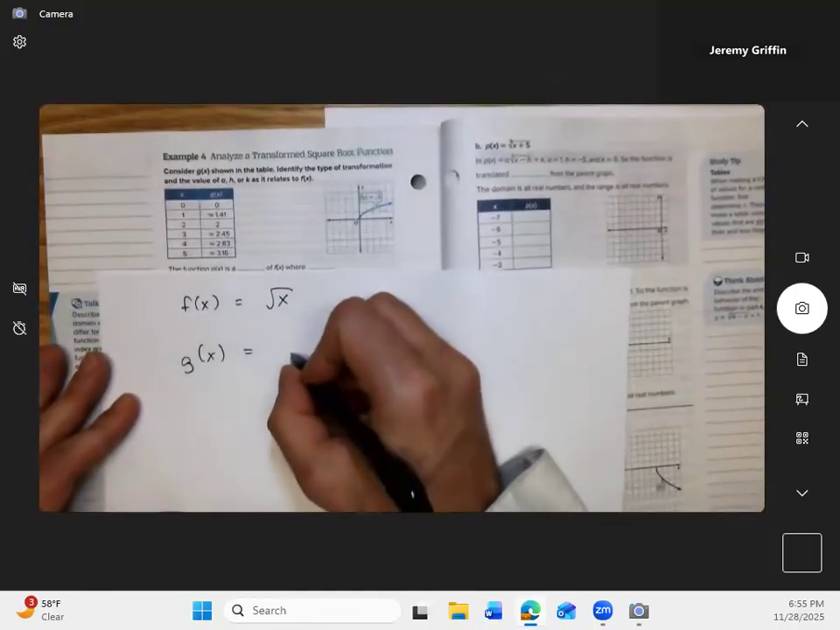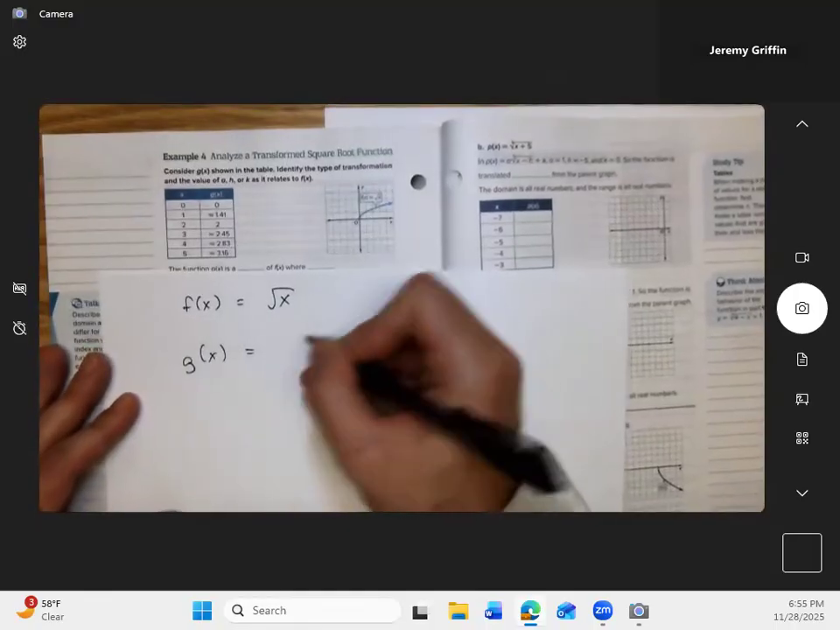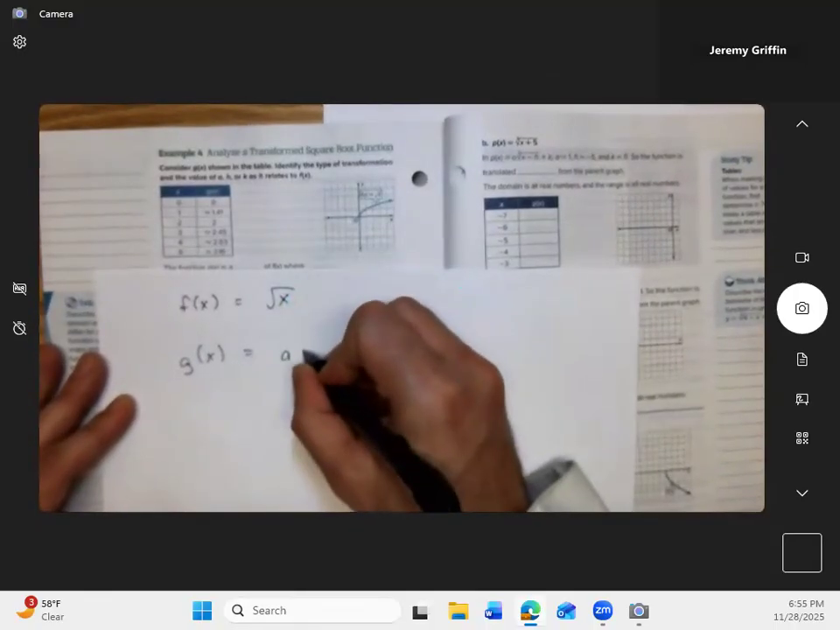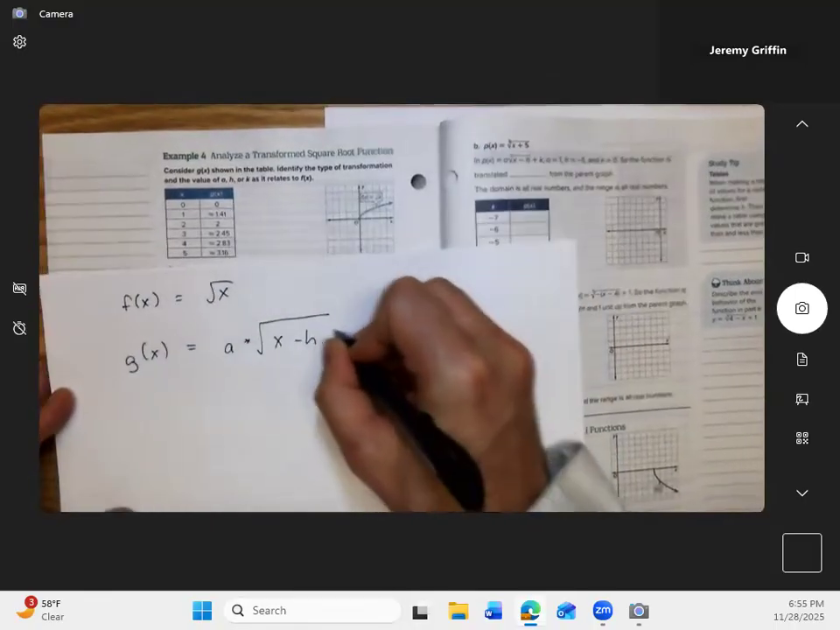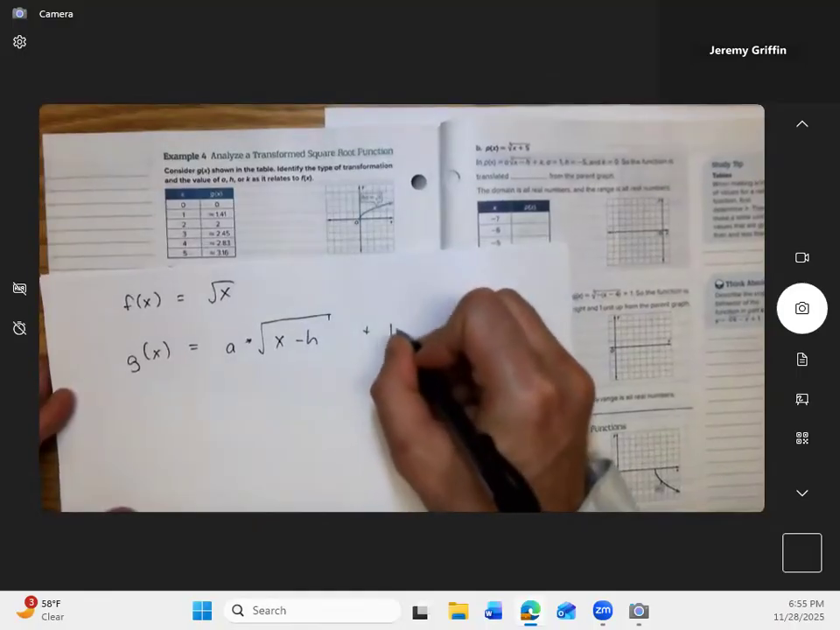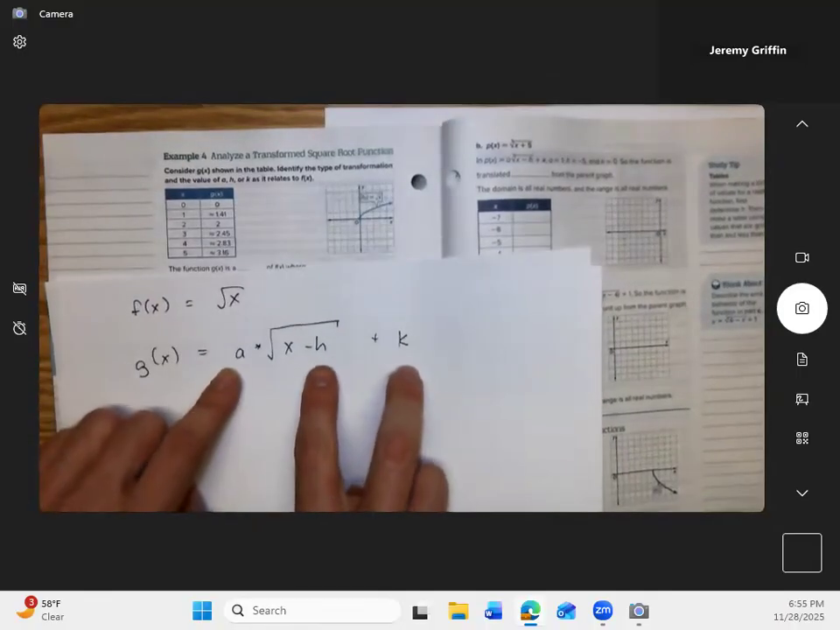And here, I'll write in the placeholder value. Like I said, we've got an a, and some kind of square root. I'll do x minus h, and then the square root closes, and we'll tag on a plus k again. But we can come up with values for a, h, and k.